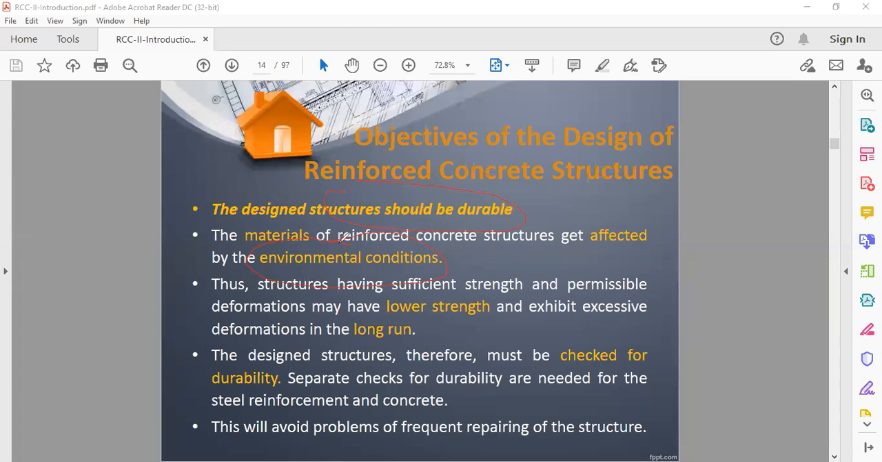So durability is a very important part. Separate checks for durability are to be taken care of for the steel reinforcement as well as for the concrete. This will avoid problems of frequent repairing of the structure. So durability has to be taken care of.